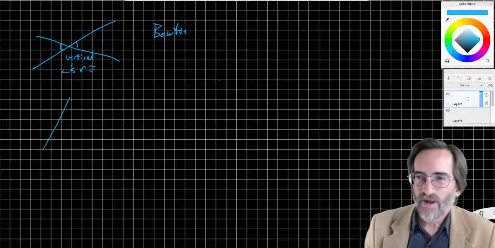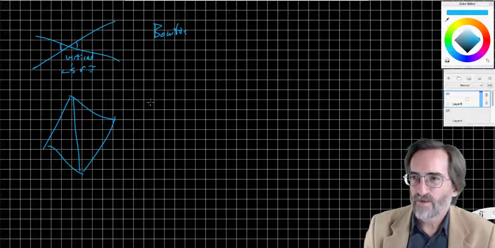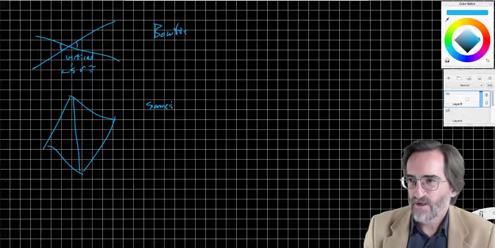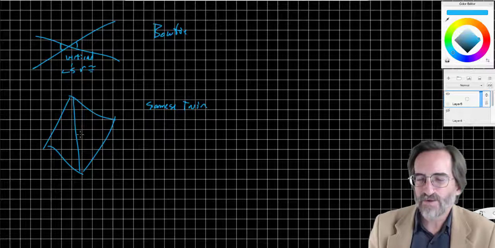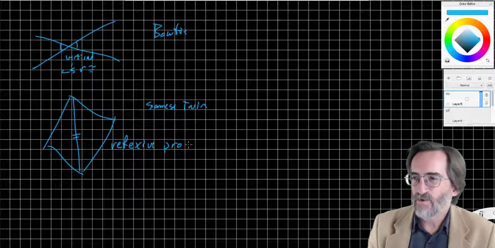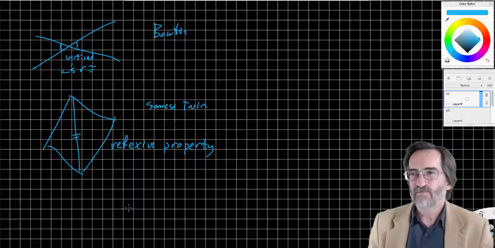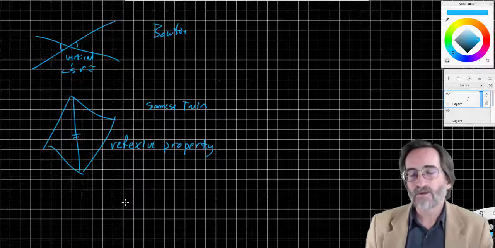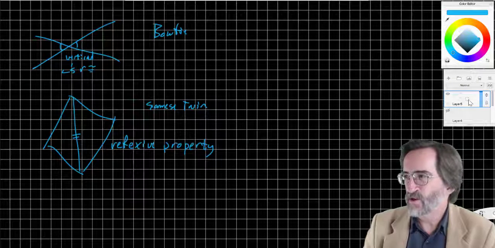Then we have the Siamese twins. If two triangles share the same part, Siamese twins, they can share a side, they can share an angle. Most often they share a side. And that we call the reflexive property. Not reflective, but reflexive. It's like when the doctor hits your knee with a rubber mallet to check your reflexes. Reflexive property. So remember those. Be on the lookout for those in any triangle proof.